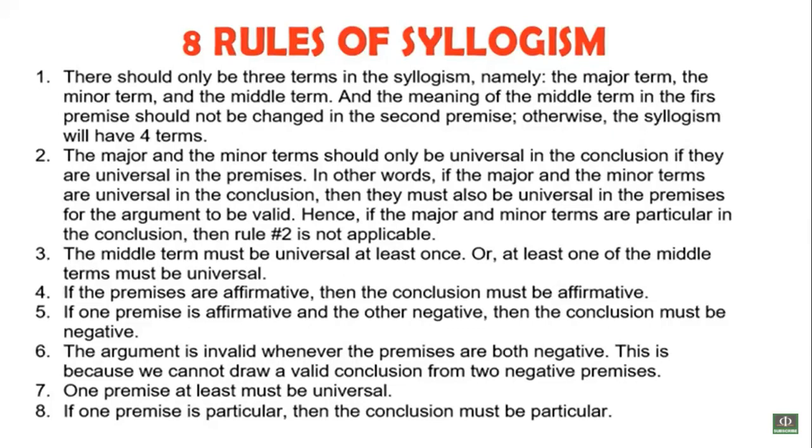Now, let us examine some examples of arguments and apply the 8 rules of syllogisms to determine their validity. Let us color the terms to avoid confusion. So, let us assign the color red for the major term, blue for the minor term, and purple for the middle term.